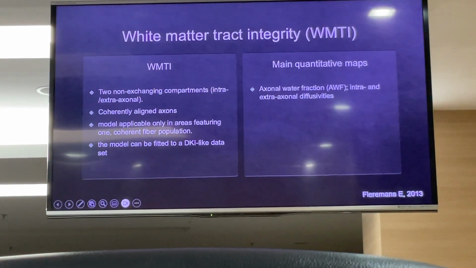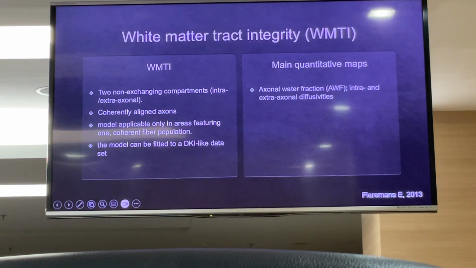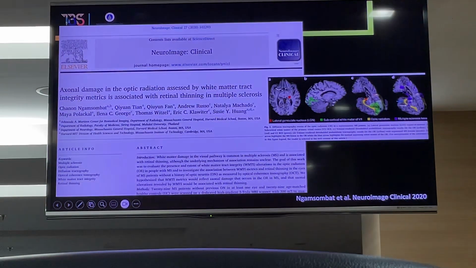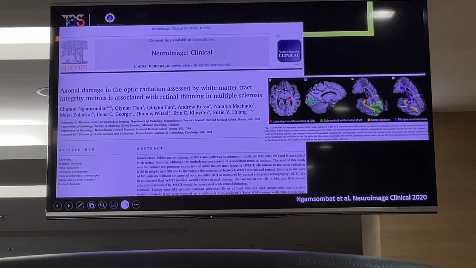Then goes the WMTI, white matter tract integrity. It is based on the kurtosis model, but further characterizes some of the outputs like axonal water fraction and intra- and extra-axonal diffusivity. It's nicely developed by Fieremans and the group. This is my work using these parameters in MS patients. At that time, I analyzed the optic radiation in multiple sclerosis and compared with retinal thinning using OCT data.